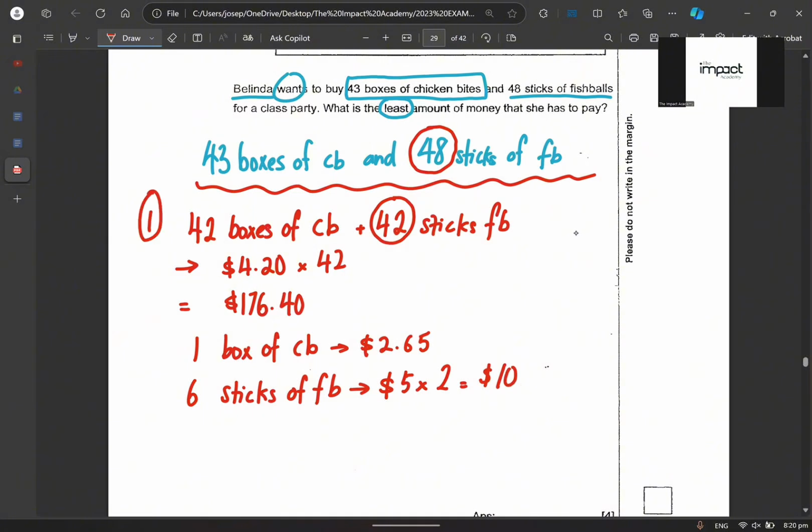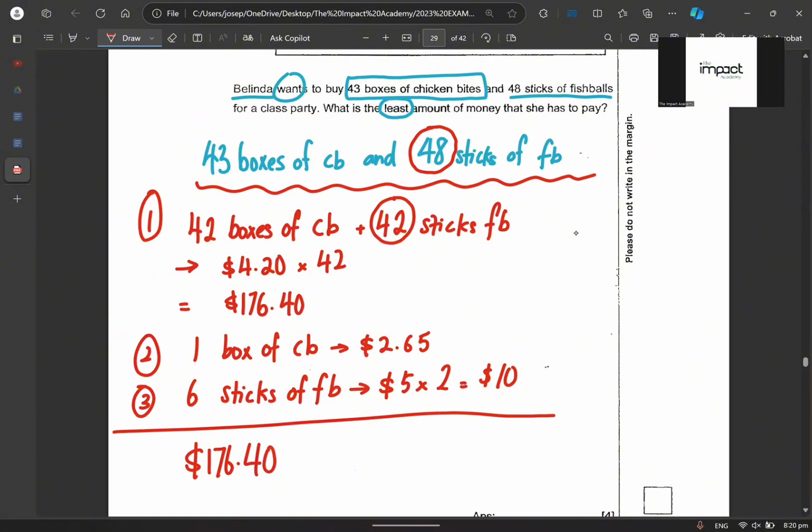Okay, so I have number 1 over here, number 2, number 3. Agree or disagree? The total amount is how much? 176.40 plus $2.65 plus $10. Am I making sense or not making sense? 189.05. Very good. Wow, quick math, huh? So $189.05. Am I making sense or not making sense?